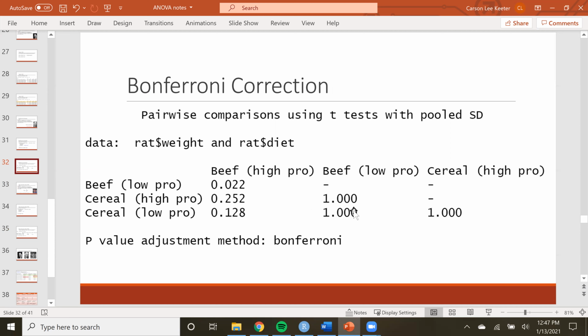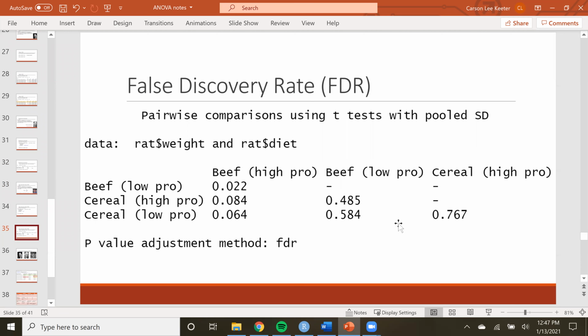So Bonferroni is being really strict. It's saying that no, there's no way that these two are any different, because the p-value is so big. But here, the p-value is about half. Again, the conclusion is still the same, but we're giving a little bit more credit to the slight differences between these two groups.